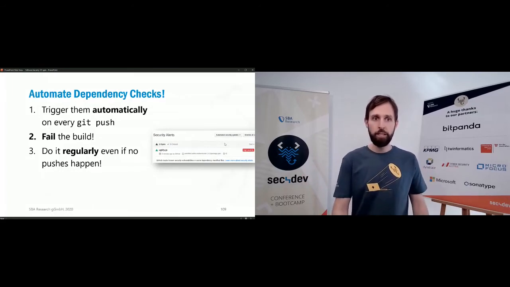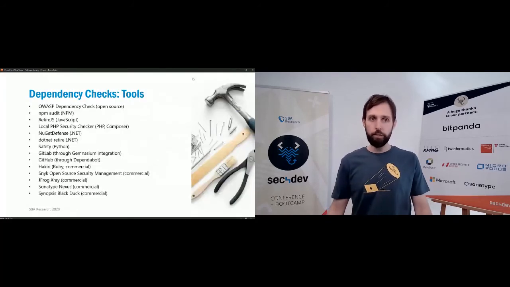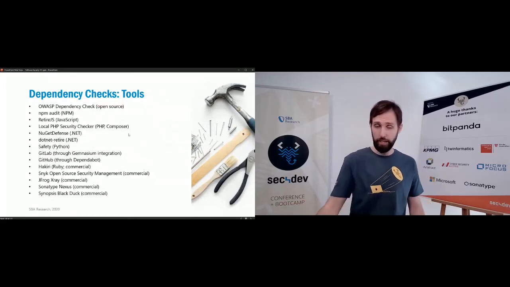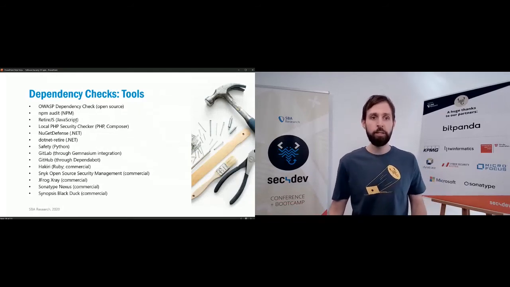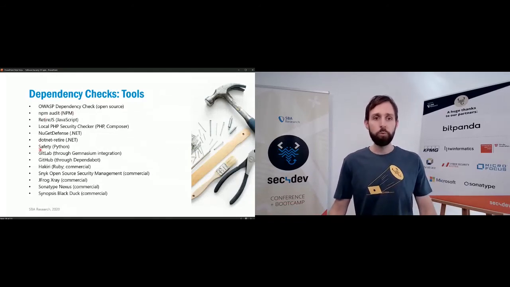in that repository. I've compiled a list of some dependency check tools. There's one by OWASP. It's called Dependency Check. I think Google engineers are working on a project. I can't remember the name. If somebody can remember the name, please post it in the chat. And there are some tools that are specific to some environments, such as, for example, retire.js for JavaScript or the npm audit command for npm JavaScript packages. There's the local PHP security checker for the PHP world. There's NuGet defense for .NET and so on.